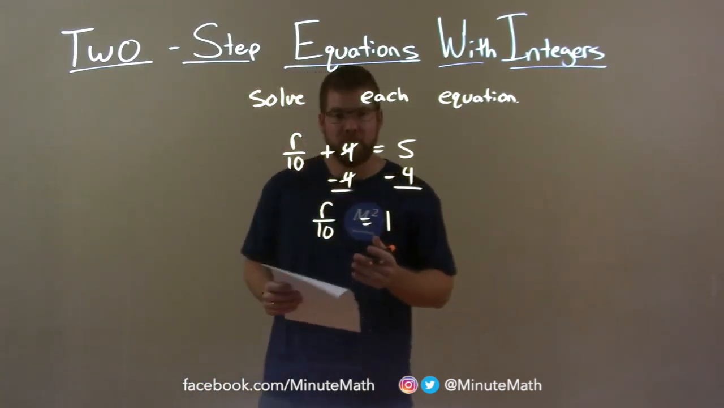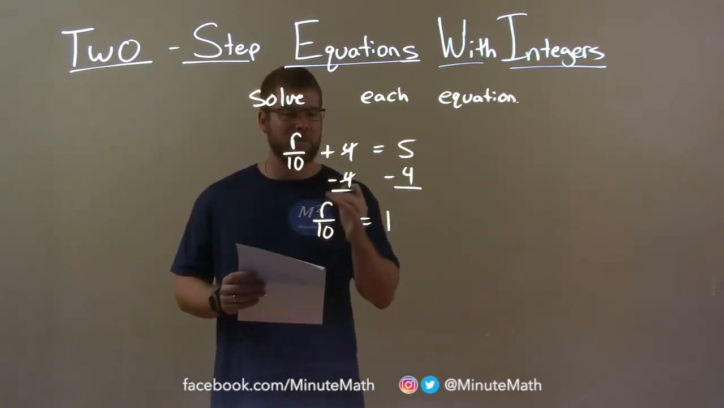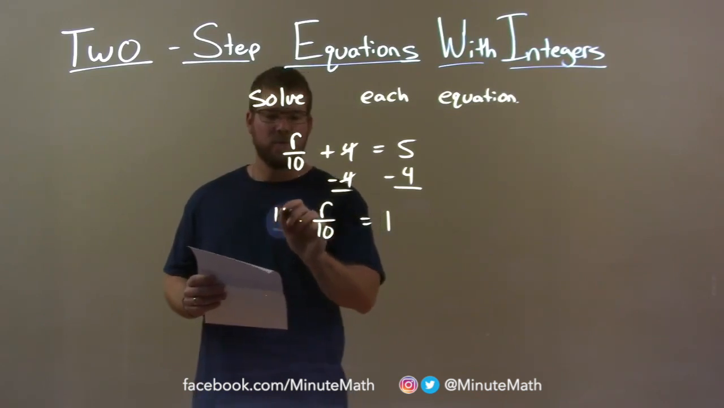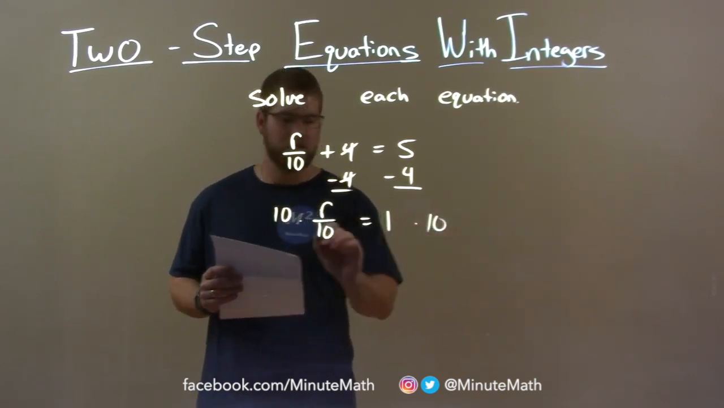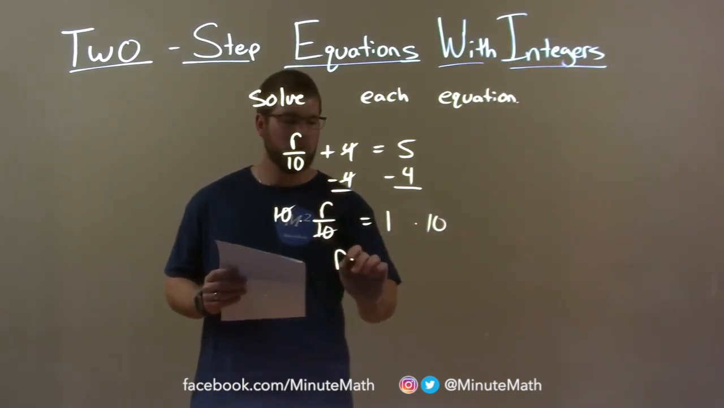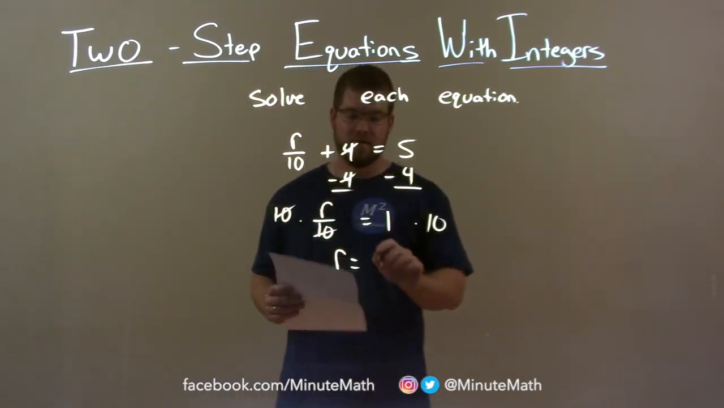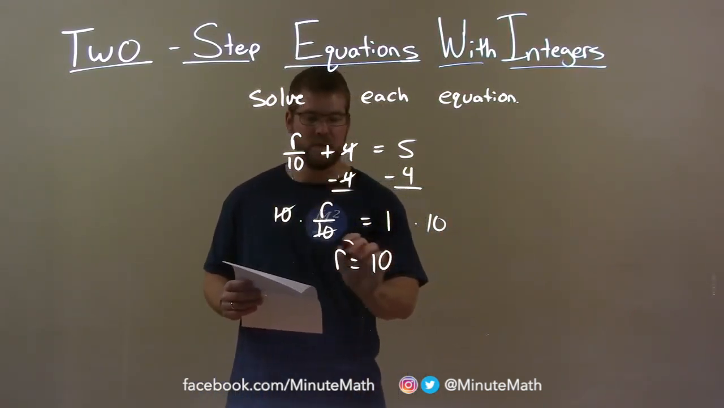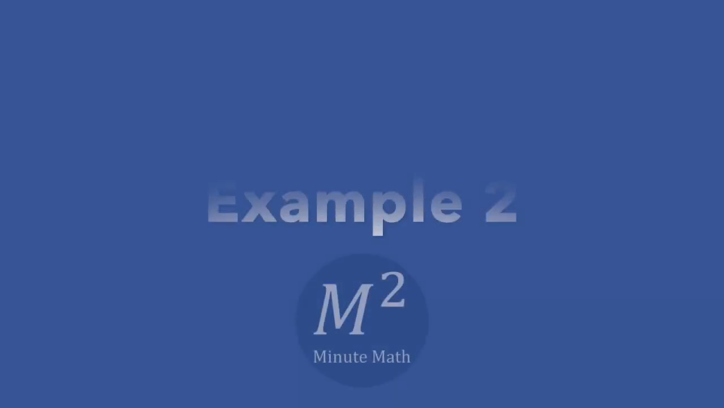Now, r is being divided by 10, opposite of division is multiplication. So if I multiply both sides by 10 here, 10's cancel, giving me r by itself. Now 1 times 10 is 10. And so our final answer here is just r equals 10.